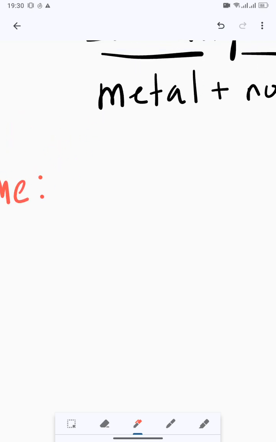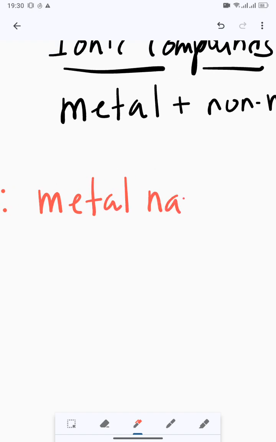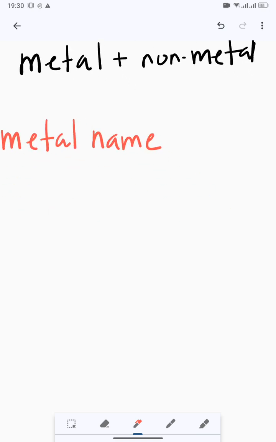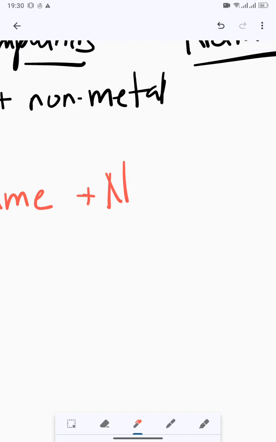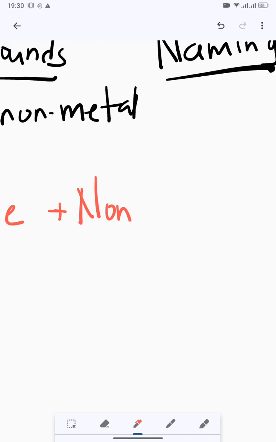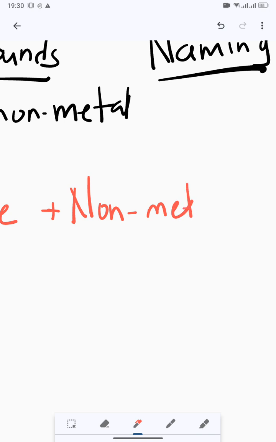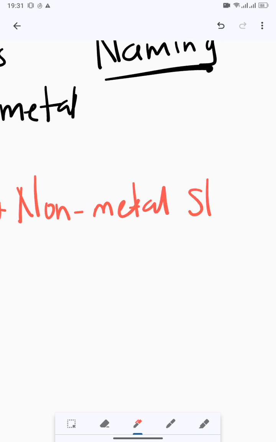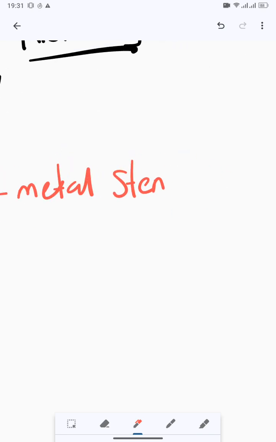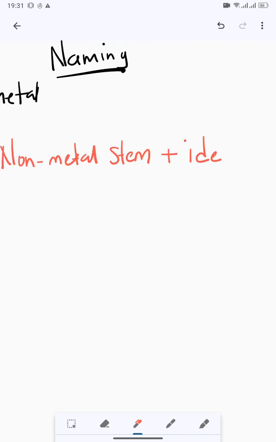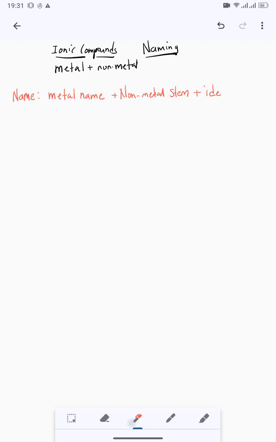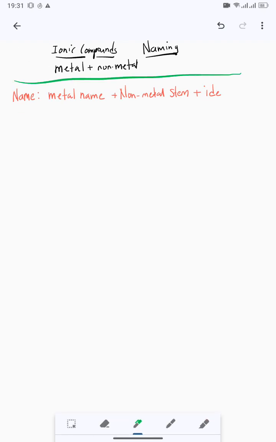So you just start with the metal name. Then you add the non-metal stem, and then the suffix -ide. So this is the pattern you should follow whenever you want to name a metal and a non-metal.